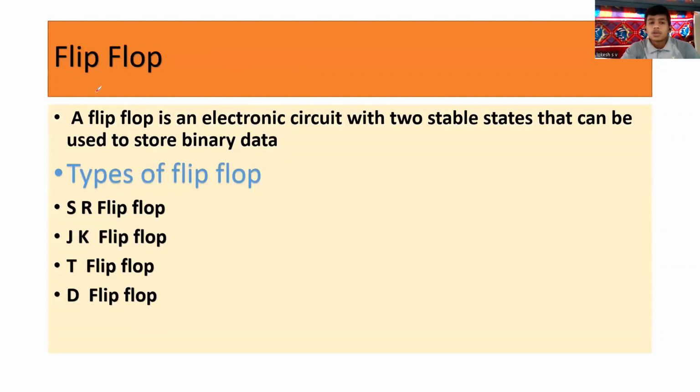Accumulator is made up of flip-flops. A flip-flop is an electronic circuit with 2 stable states that can be used to store binary data. Types of flip-flop: SR flip-flop, JK flip-flop, T flip-flop, and D flip-flop. Accumulator register is basically made up of D flip-flops.